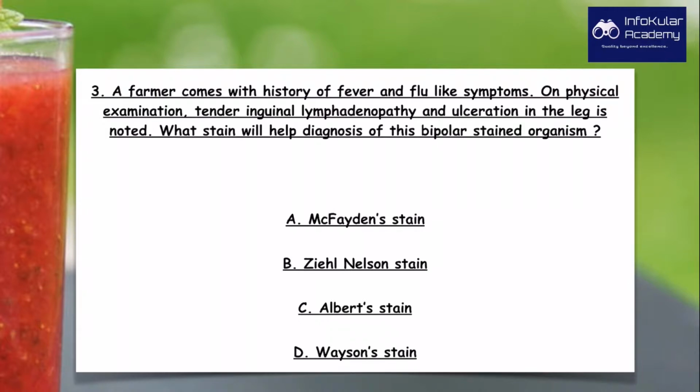Now in this particular question, if you go step by step and you try to rule out a person with the history of fever and flu-like symptoms, along with inguinal lymphadenopathy, which is tender and painful, along with ulceration, you might reach up to the conclusion, but the trick lies in the last line, where they have secretly and very subtly mentioned a bipolar stained organism. This line itself is good enough to predict that we are talking about Yersinia, and Yersinia follows Wayson's stain. Wayson's stain is the stain required for Yersinia.